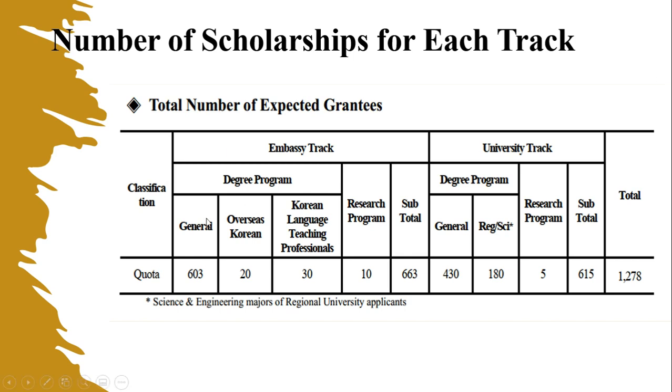So for the embassy track, under the general category, you have 603 available scholarships for all the candidates from all the countries. And for the university track, you have 430 for the general category, and for the science and engineering major, you have 180 scholarships available for masters and PhD in type B universities. So the total number of scholarships available is 1278, but within that there are some postdoc programs as well, that is a research program, and Korean language teaching professionals, overseas Korean as well. So these are the divisions within this.